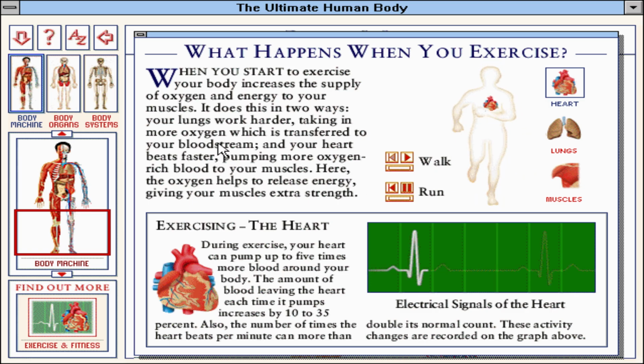As you start to run, your heart beats faster and more powerfully to increase the amount of blood being pumped around your body. The electrocardiogram shows that the heart is beating faster. The exact heart rate depends on 3 factors: how fast you run, how fit you are, and how old you are.